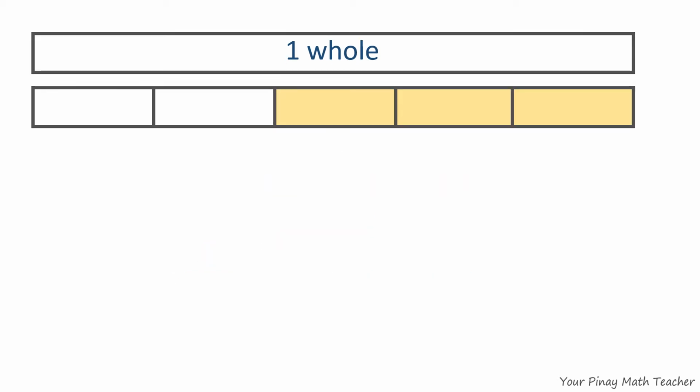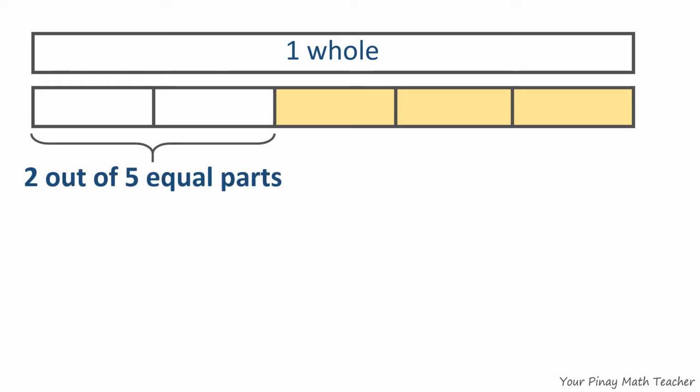What fraction of the whole figure is not shaded? As you can see, the whole rectangle is divided into 5 equal parts, and 2 out of 5 equal parts are not shaded. 2 out of 5 can be written as a fraction of 2 over 5, or 2/5.